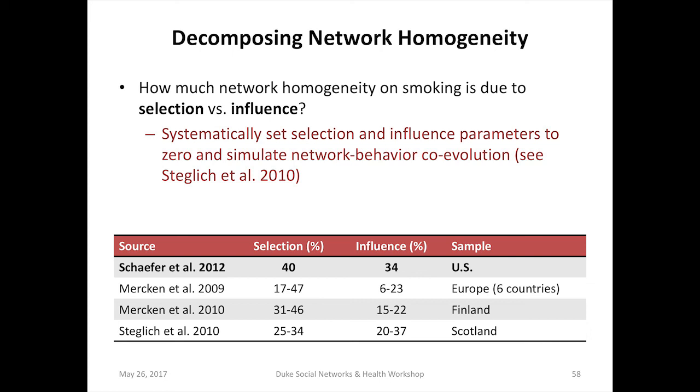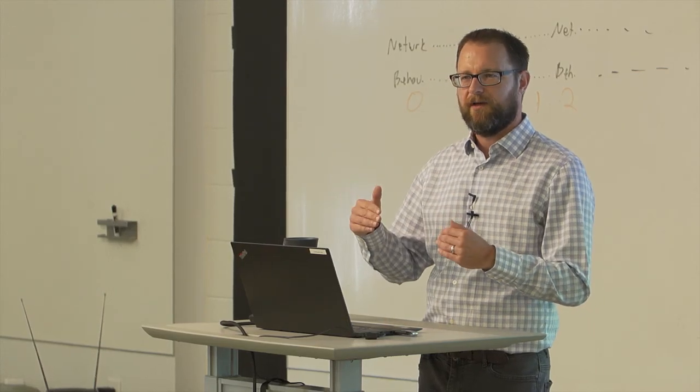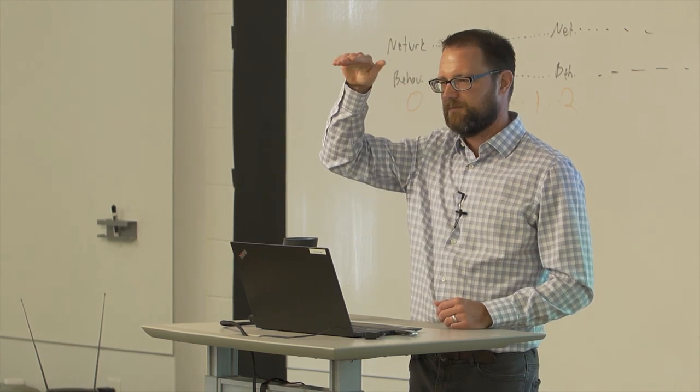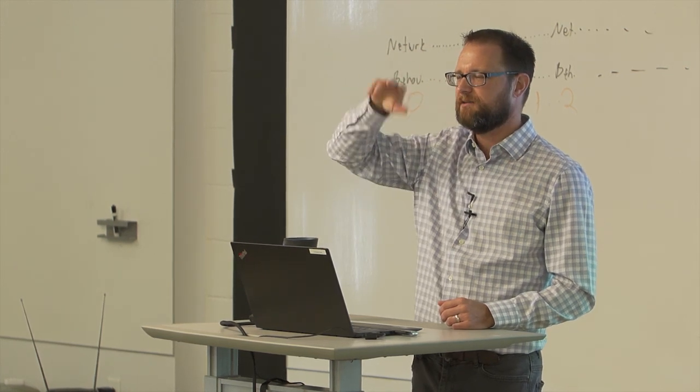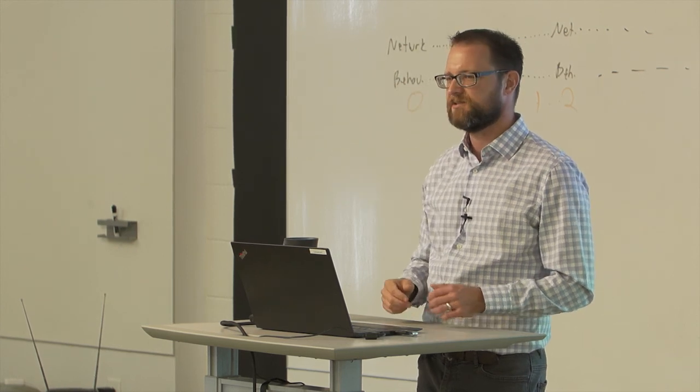The basic strategy here is you estimate a model, and then let's take peer influence out of the model and simulate what happens just based upon these selection parameters. Okay, how much homophily do we observe? Okay, now let's do the reverse. Let's take out the selection effects and just have peer influence, simulate, and see how much homophily we get in the resulting networks. Okay, and then we can calculate how much of the homophily that we observe from the full model is attributable to those different sources.